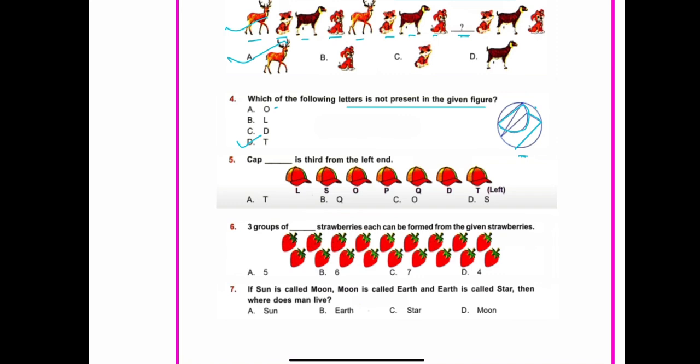Cap blank is third from the left end. So this is the left end and we have to find the third from the left. So 1, 2 and third. So Q is the right answer.